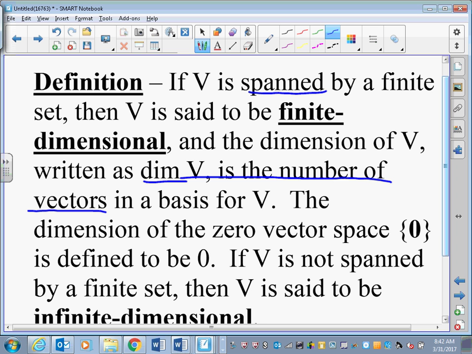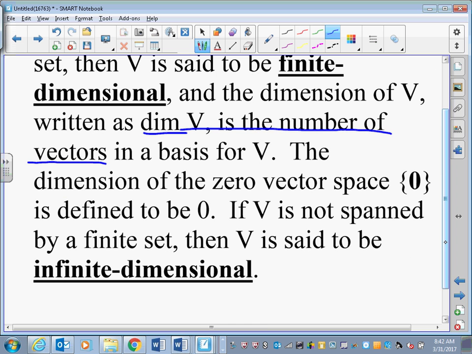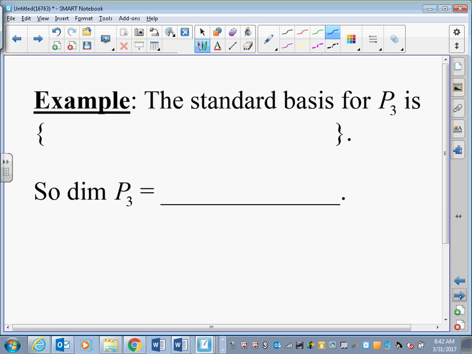The dimension of a zero vector space is 0. If V is not spanned by a finite set, then it's going to be infinite dimensional. Okay? So, what's the standard basis for P3? How do we write that?